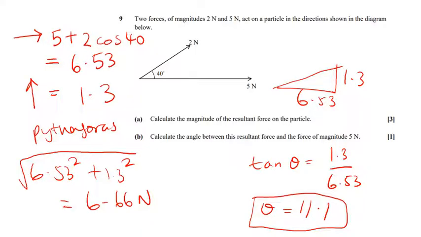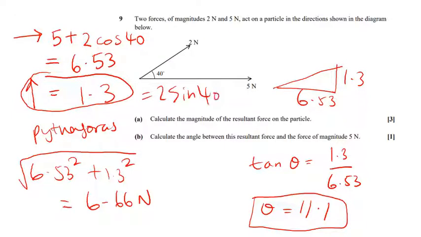For this question, you work out the total horizontal components, the total vertical components, use Pythagoras, and then you can use trig. So here, the vertical component is 1.3 because it's 2 sine 40. Because you're working at this part here, right? The vertical component is opposite the angle. And the horizontal, 5 plus 2 cos 40, you want this part. So 5 plus 2 cos 40. And then use Pythagoras, you end up with 6.66 newtons.